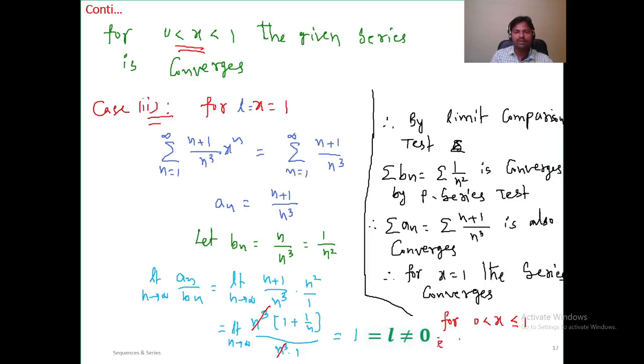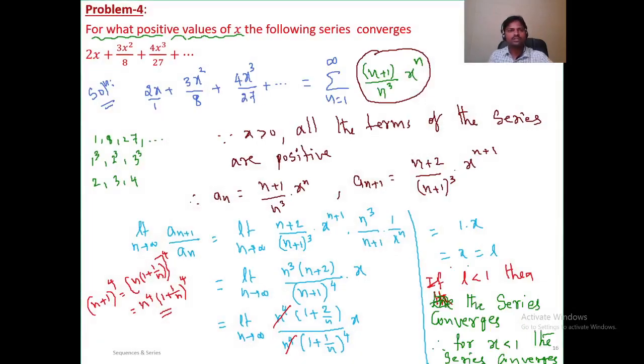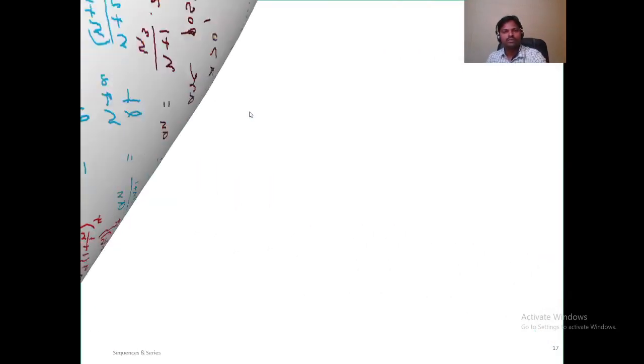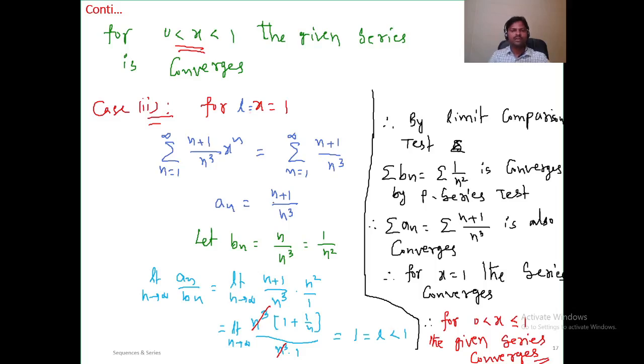So this is the final comment. The given series converges. That's it. So this is the final conclusion. So for 0 less than x less than or equal to 1, this series converges. That's for the positive values of x. Okay. So therefore for 0 less than x less than or equal to 1, the given series converges. So this is the final answer. And with this I'll stop.